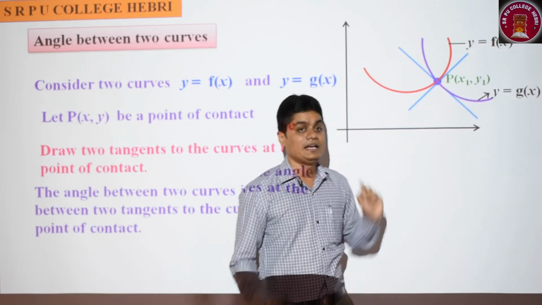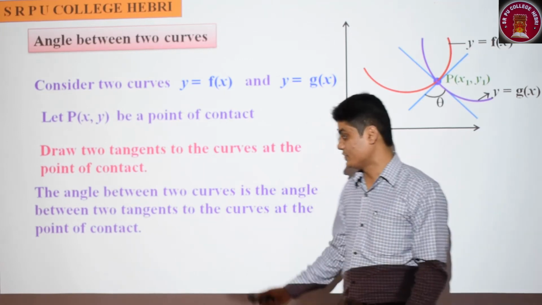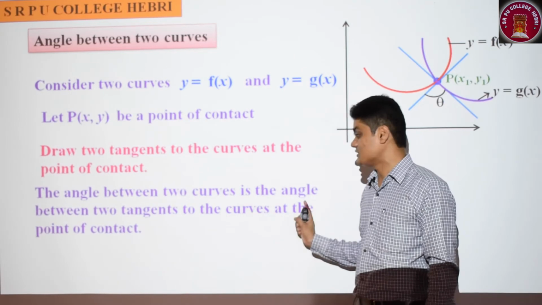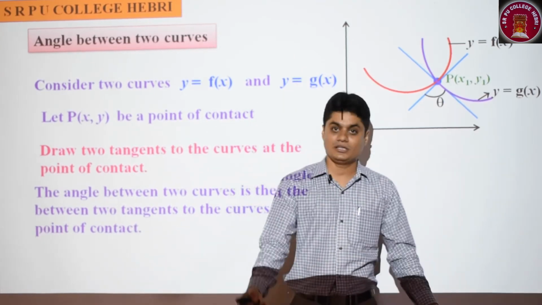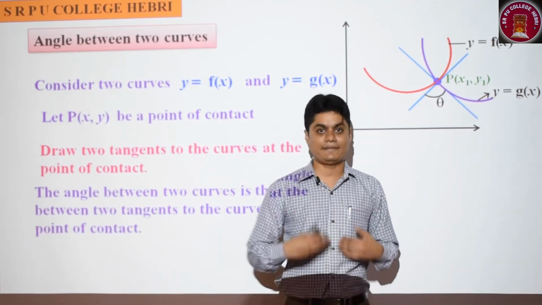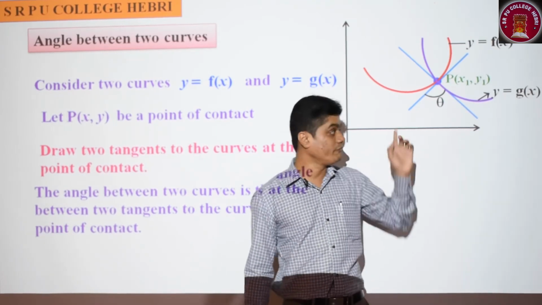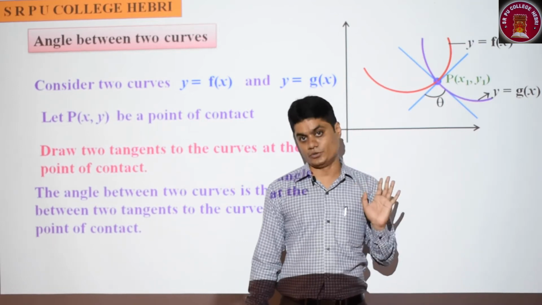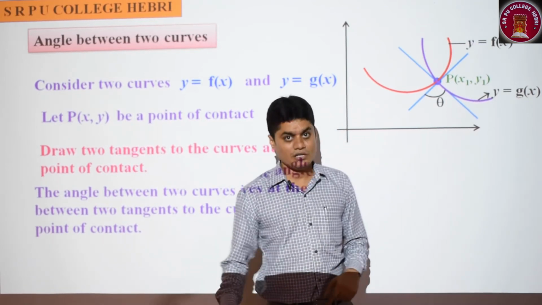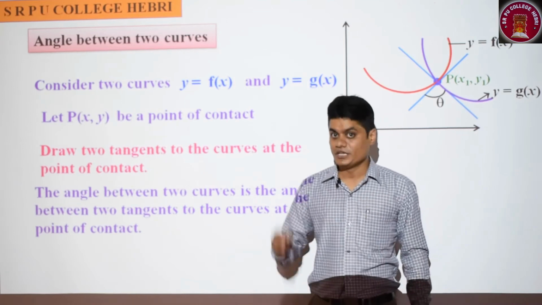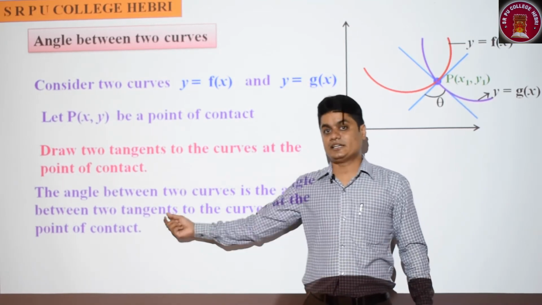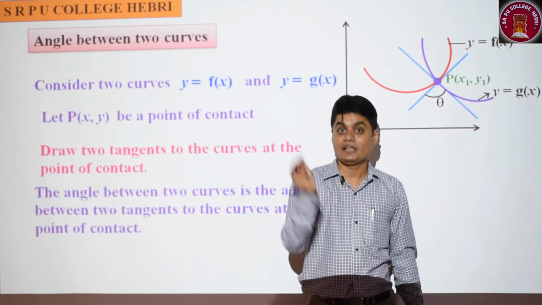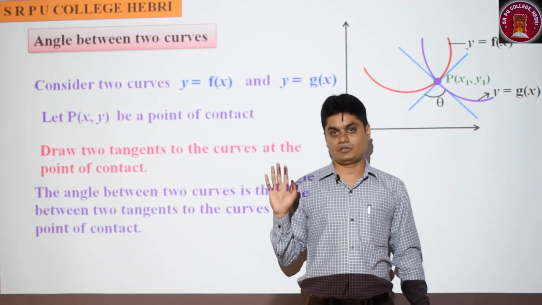So how to define angle between two curves. Angle between two curves is the angle between two tangents to the curves at the given point of contact. Sometimes it will be given or sometimes you have to find it out, but without the point of contact you cannot find the angle between two curves. So this is the definition of angle between two curves. I'll repeat again. What do you mean by angle between two curves? Angle between two curves is nothing but the angle between two tangents drawn at their point of contact.